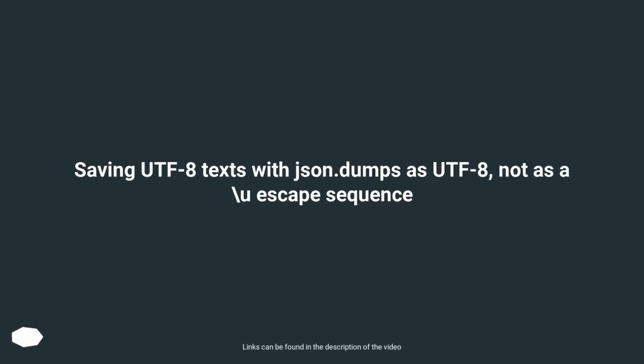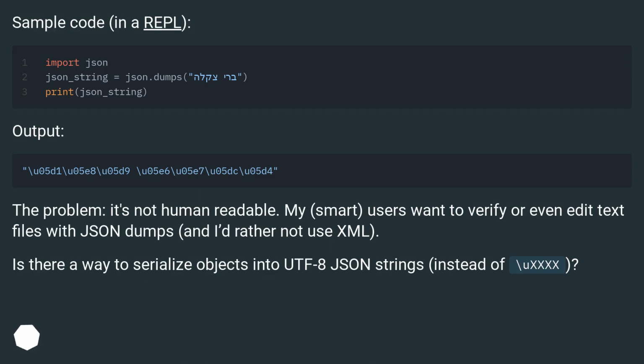Saving UTF-8 texts with json.dumps as UTF-8, not as a \u escape sequence. Sample code, in a REPL. Output.